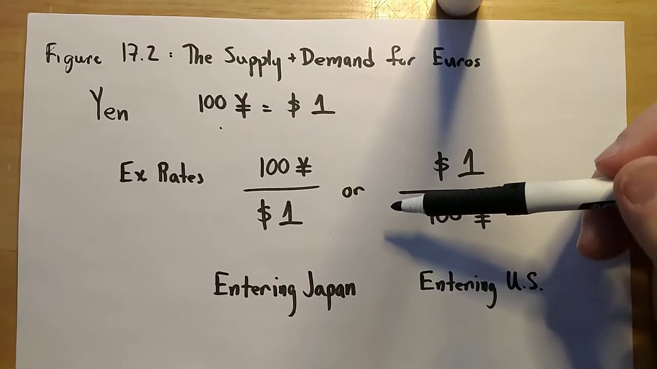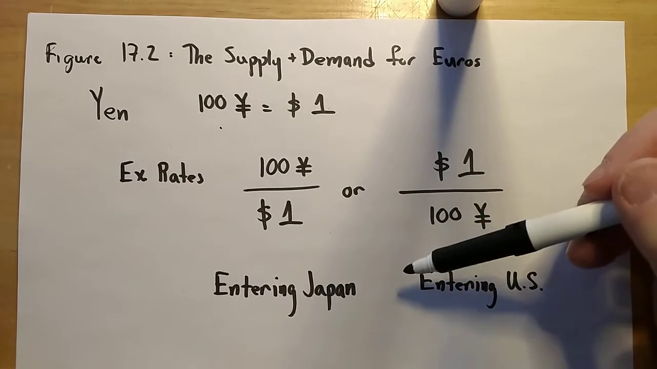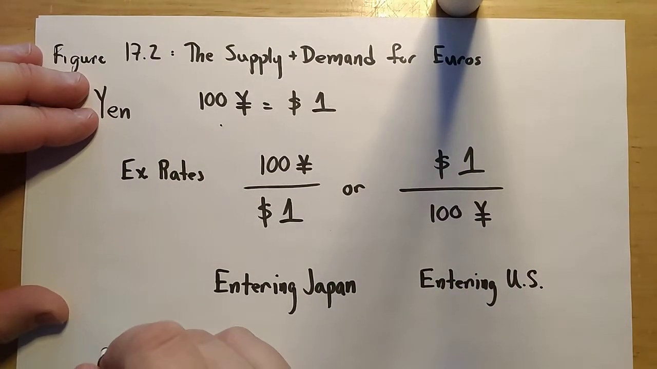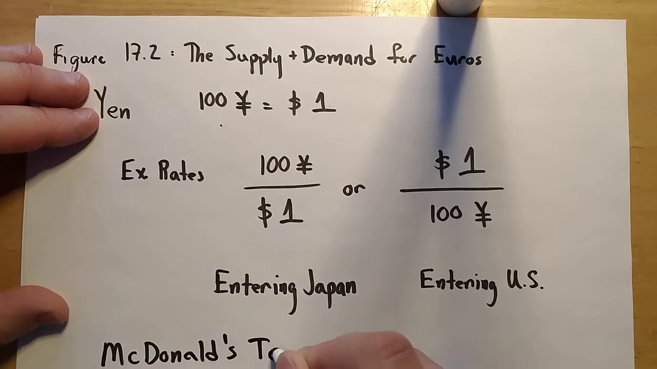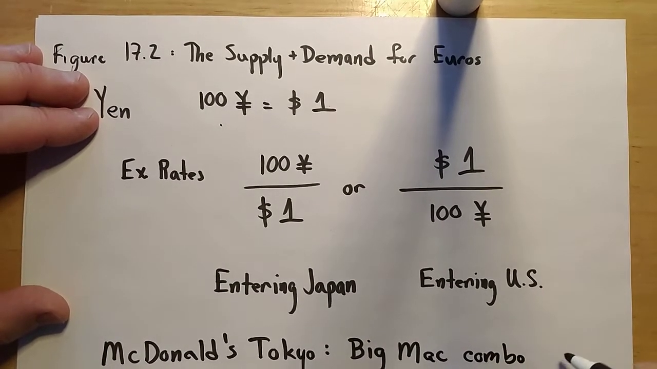So an American is trying to figure out whether things are cheaper or expensive in Japan. And they might go to something like a McDonald's in Tokyo, and find that a Big Mac combo is about 800 yen.